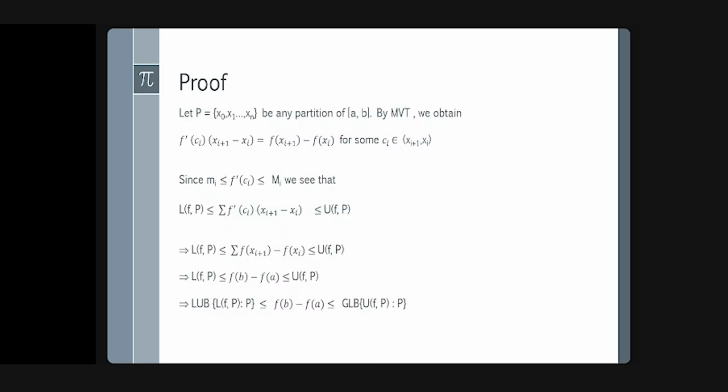And since our partition was an arbitrary partition, what can we say? We can say that the least upper bound of the lower sums would be less than or equal to f(b) minus f(a), and the inequality will hold for the greatest lower bound of the upper sums as well. Now, I almost have my proof complete. I want to make one final statement. Can someone guess what it is? What do I actually need to state which completes my proof?